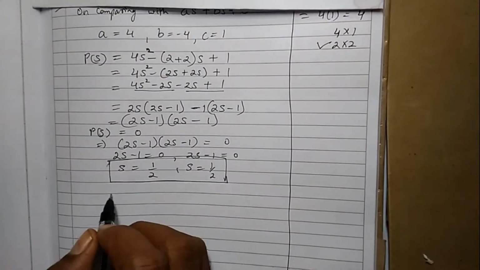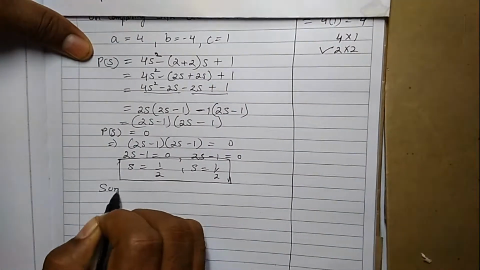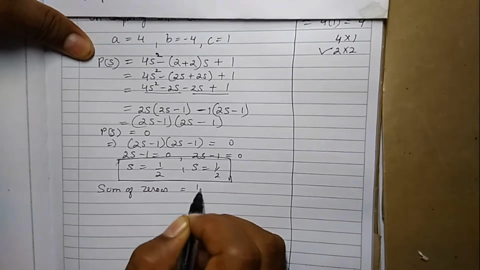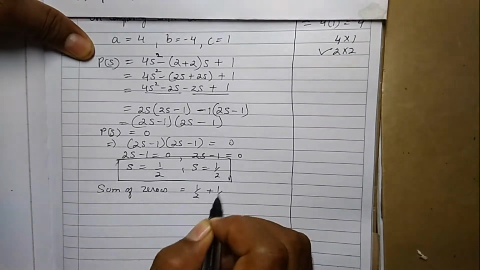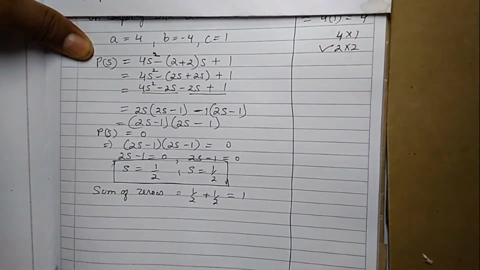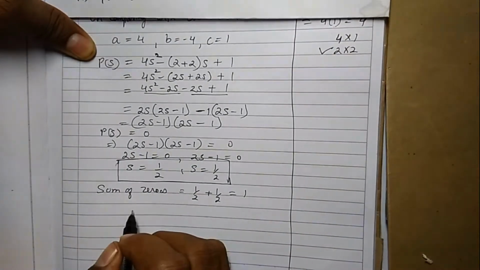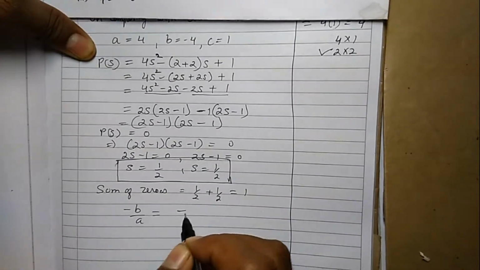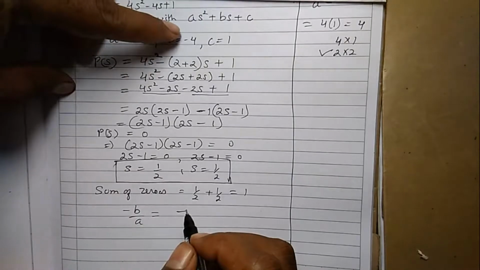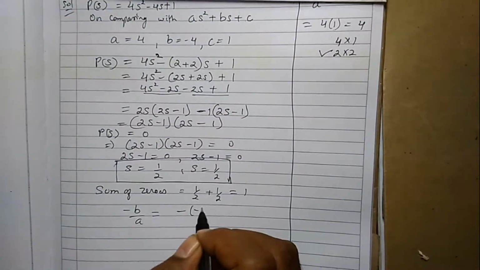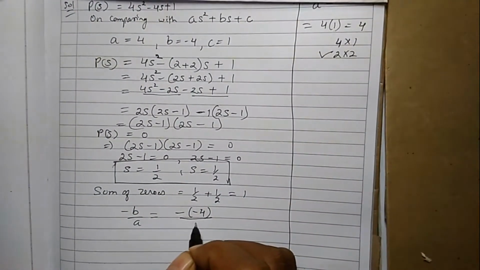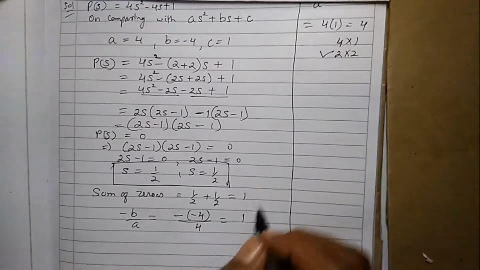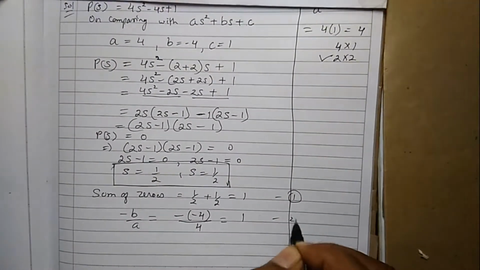So the sum of zeros equal to half plus half, that is equal to 1. Also, minus b upon a equal to, as you know, our value of b is minus 4, so putting the value of b here and a as 4, you will get 1. This is equation 1, this is equation 2.